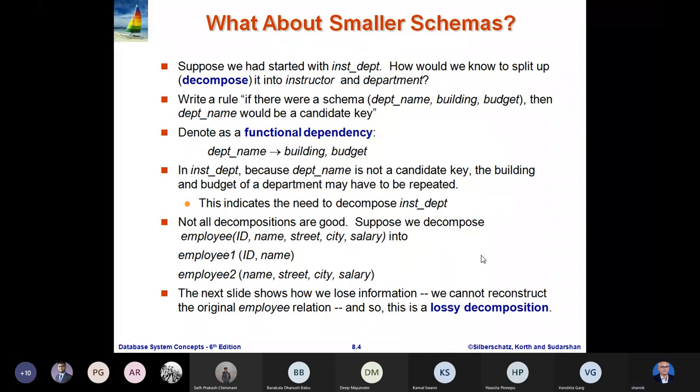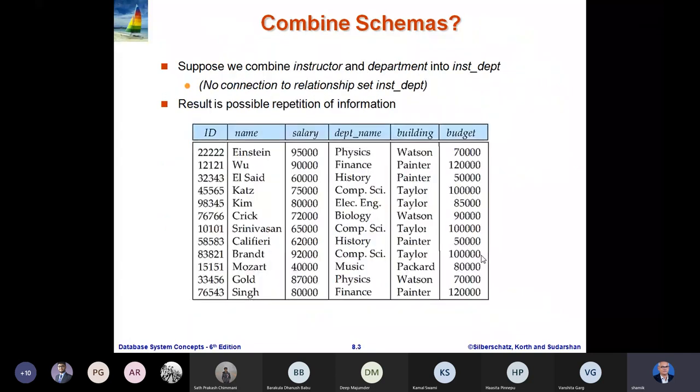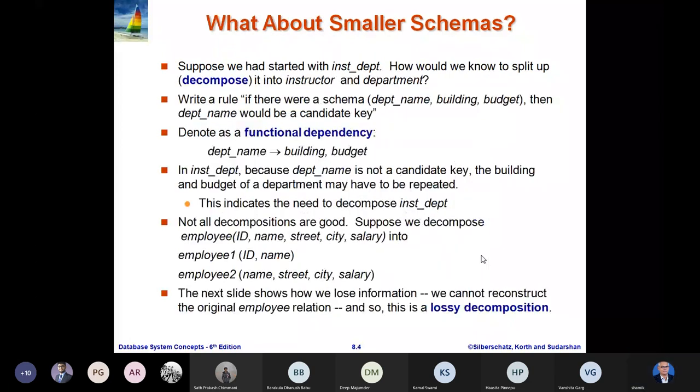So what it means is that if we consider department name, building, and budget, these three columns, then for a particular department name, if we fix a value for the department name column, and the values of building and budget also get fixed, then we say that this is what is known as functional dependency. So functional dependency means what? We would say that building and budget are functionally dependent on department name, or that there is a functional dependency from department name to building and budget.